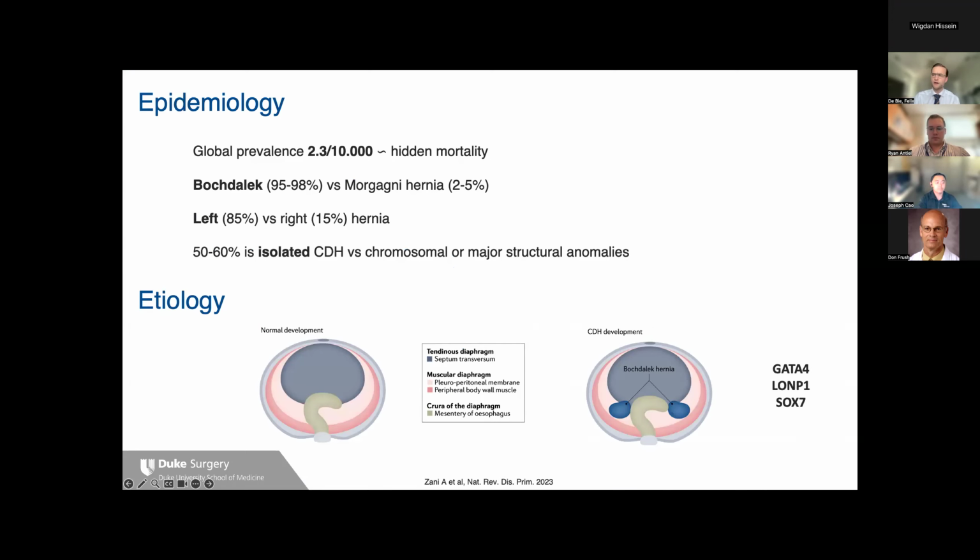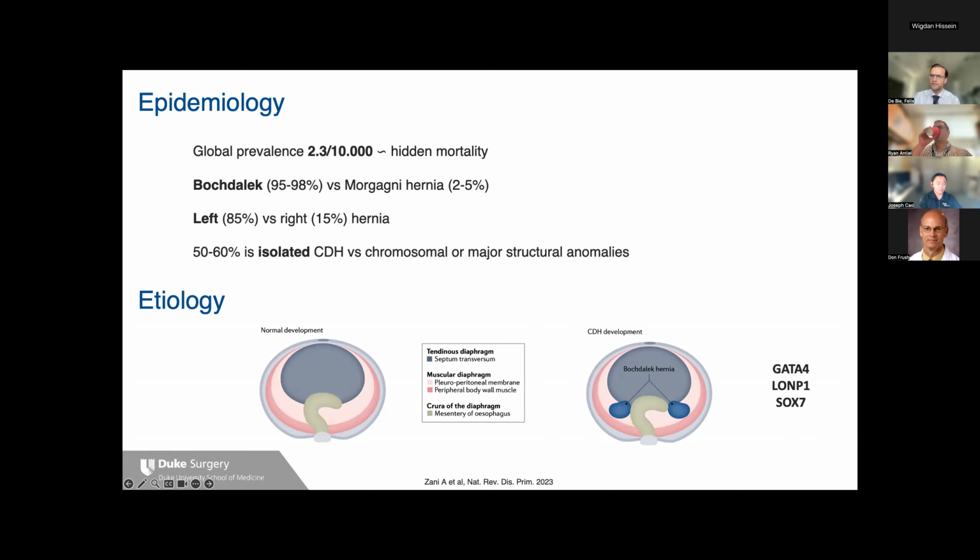If we first start with the incidence, the prevalence is 2.3 children out of 10,000 live births affected with congenital diaphragmatic hernia. However, these numbers are often muddied a little bit. There's a lot of hidden mortality, in the sense that kids that die after birth and don't have the diagnosis are not counted in those 2.3, as well as some Western countries have allowance for termination of pregnancy if a prenatal diagnosis is made. So that's our best estimate in terms of numbers.